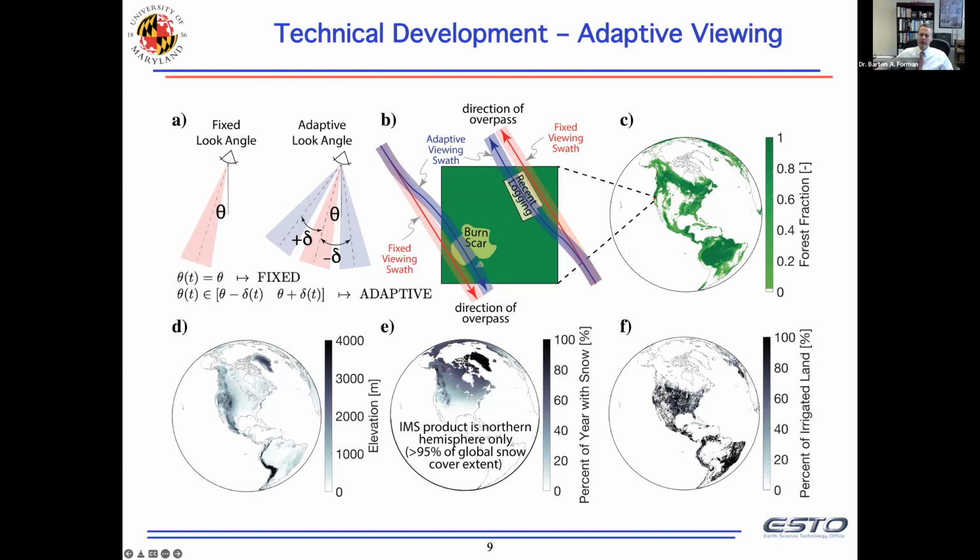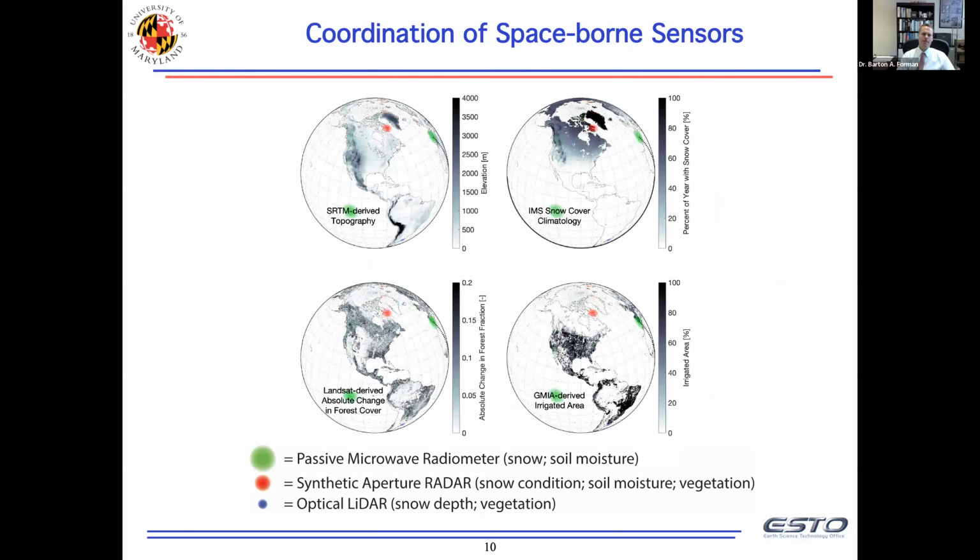And we could do something similar for soil moisture. Here I'm showing a map of irrigated areas. Maybe we want to preferentially view the areas where we know irrigation is going on. So maybe we can get more useful information related to soil moisture and vegetation at the same time. There's a number of different features that we're trying to bring together into this experiment to decide what is the best way to move forward with a next generation system for terrestrial hydrology remote sensing.